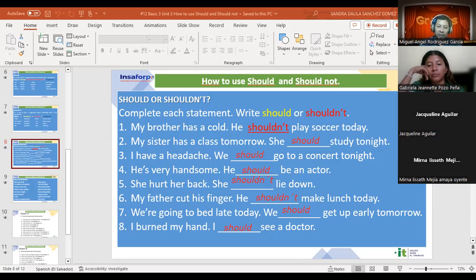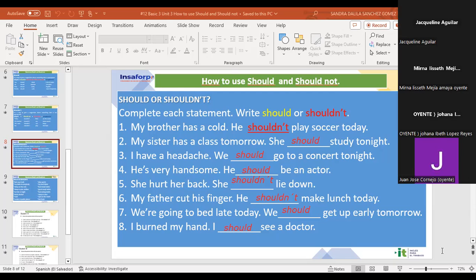Okay, the ones that are participating, I see that is Melba. Can you please read number one and two, Melba? My brother should play soccer today. My sister has a class tomorrow. She should. Tonight. Okay, so we finish with this. Let's go to the next.